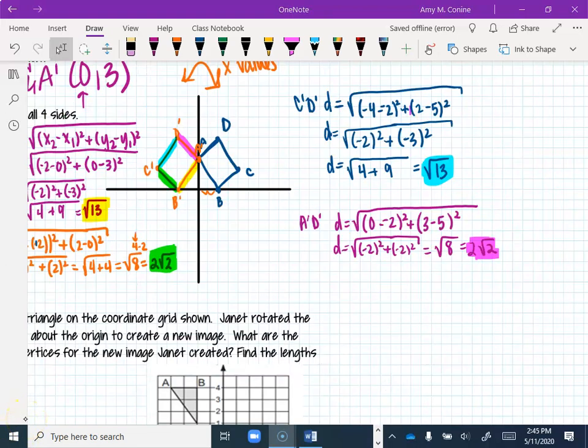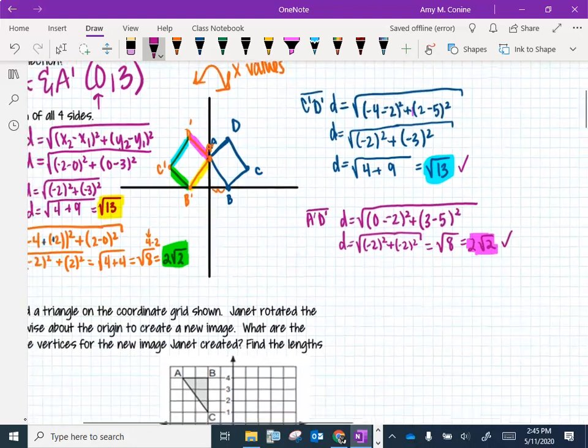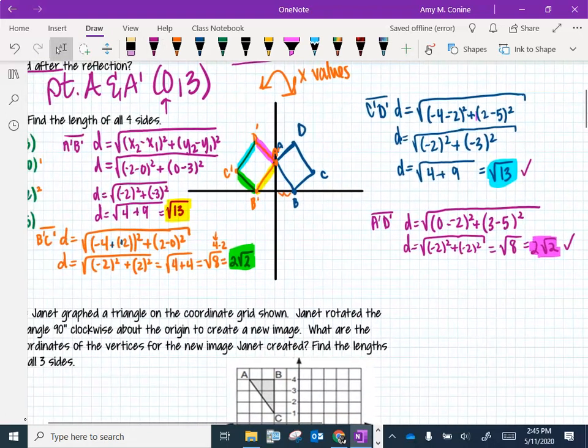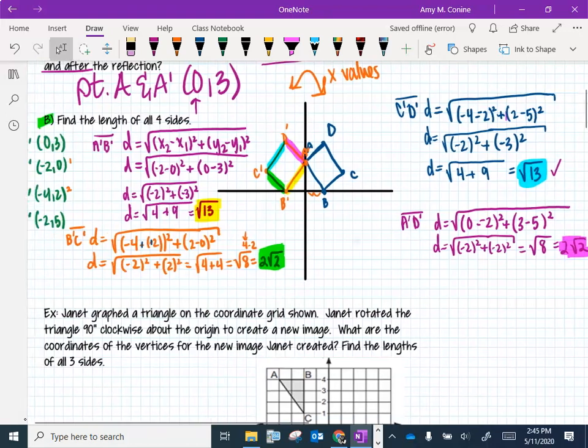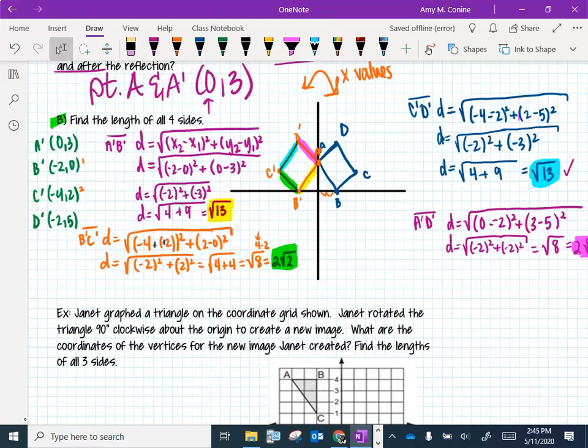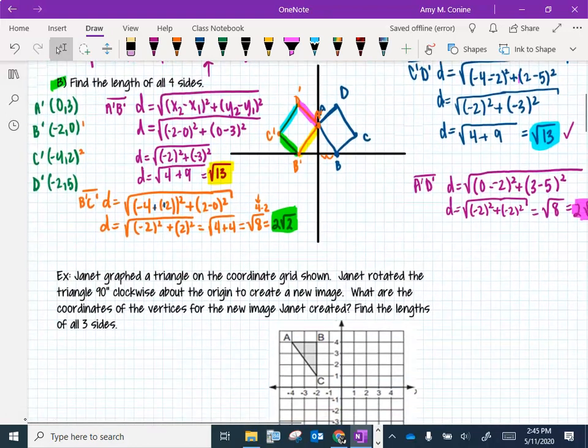All right, so if you did the work for C prime, D prime, and A prime, D prime, those two segments, I highlighted them with the coordinating colors. You should get root 13 for the first one and 2 root 2 for the second one. So those are the lengths of those line segments of this parallelogram that we have. Okay, so that's how we would do it. It is a longer process. It does look a little scary because you're subtracting, squaring, and then square rooting. But as you practice, it'll get better.